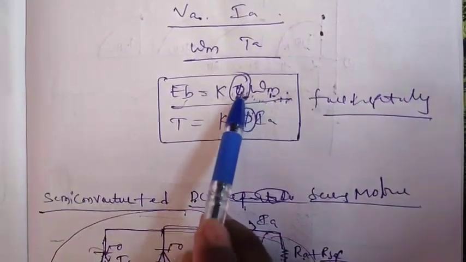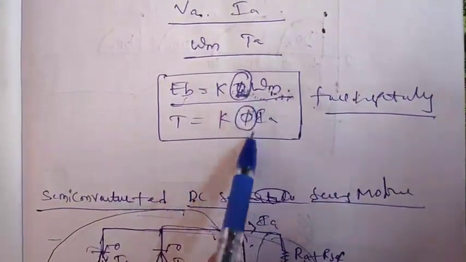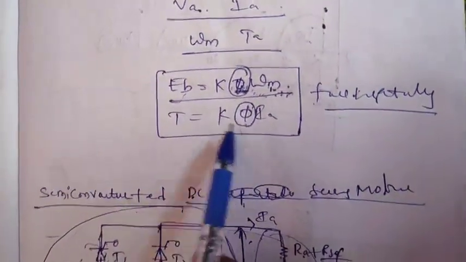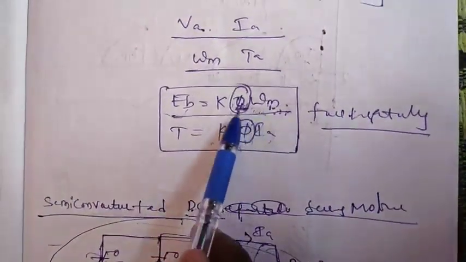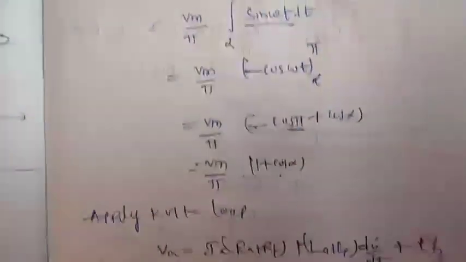For series motor, this flux is directly proportional to Ia. Similar way here also, K into Ia into Ia, Ia square. So EB equal to K into Ia into omega m. So we can derive the formula for VA. After that we can write the formulas and draw the characteristics.